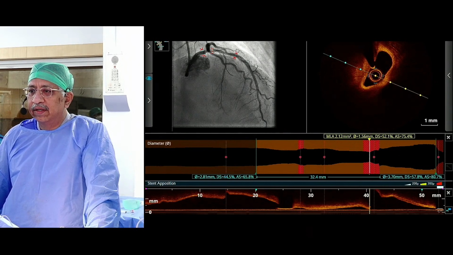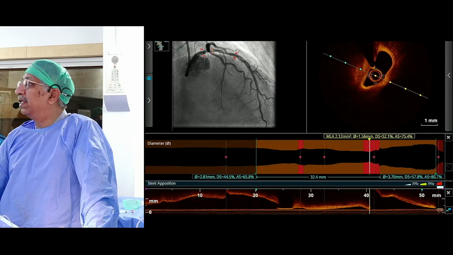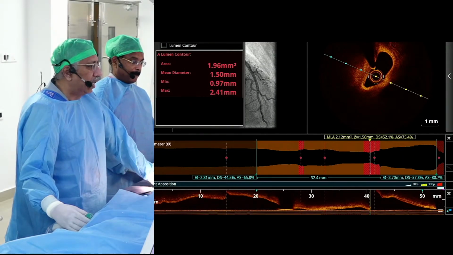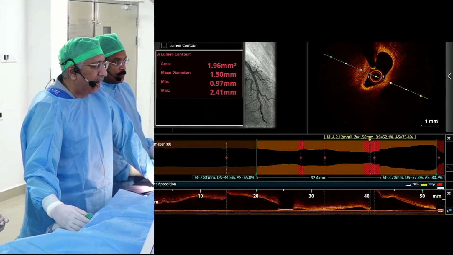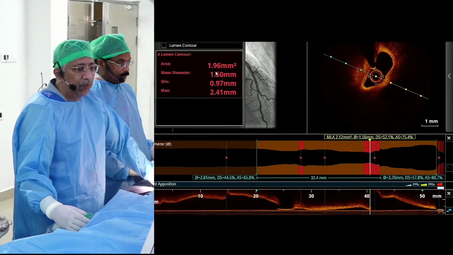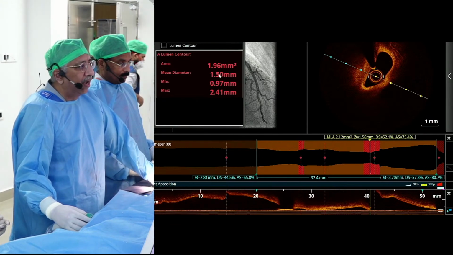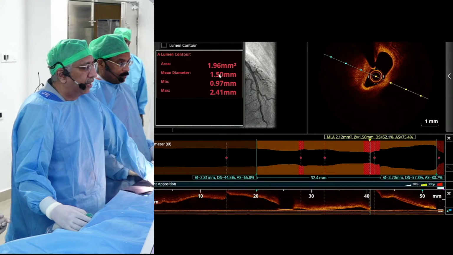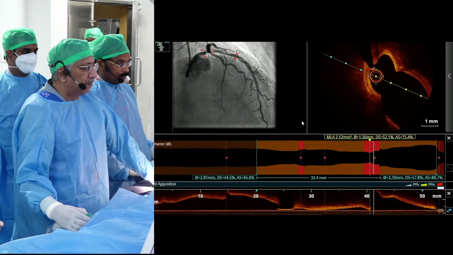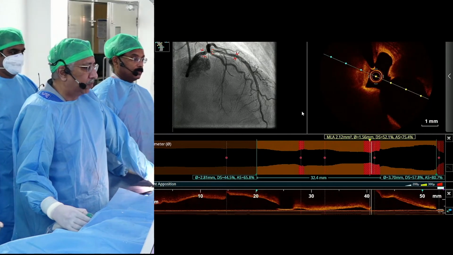And can we just have the diameter and the dimensions there? Keep it there, left side, upper. Yeah, so that's around 1.96 millimeter squared is the area with a diameter of 1.5. So I guess even if you look at it by OCT criterion, it is significant. Now if I come a little more proximal, that's the circumflex ostium. The circumflex ostium looks pretty good.